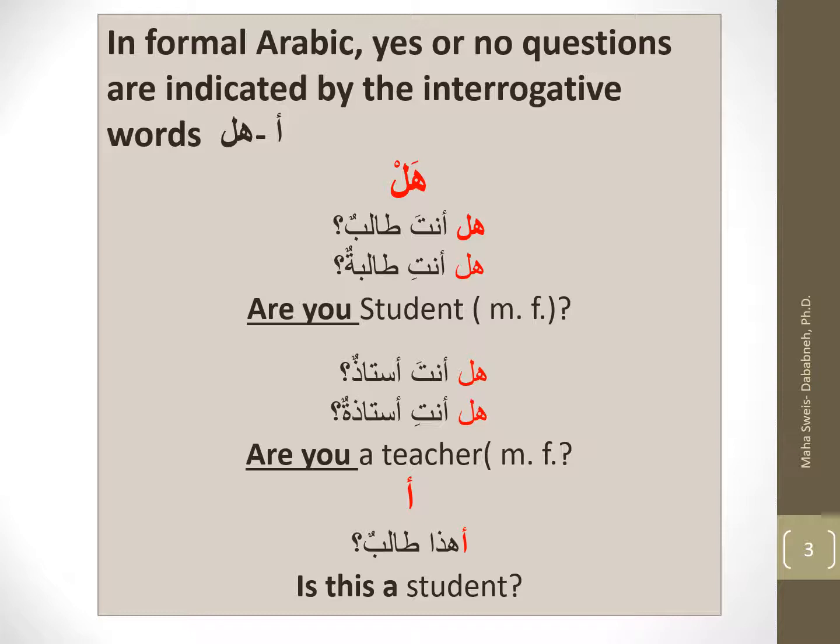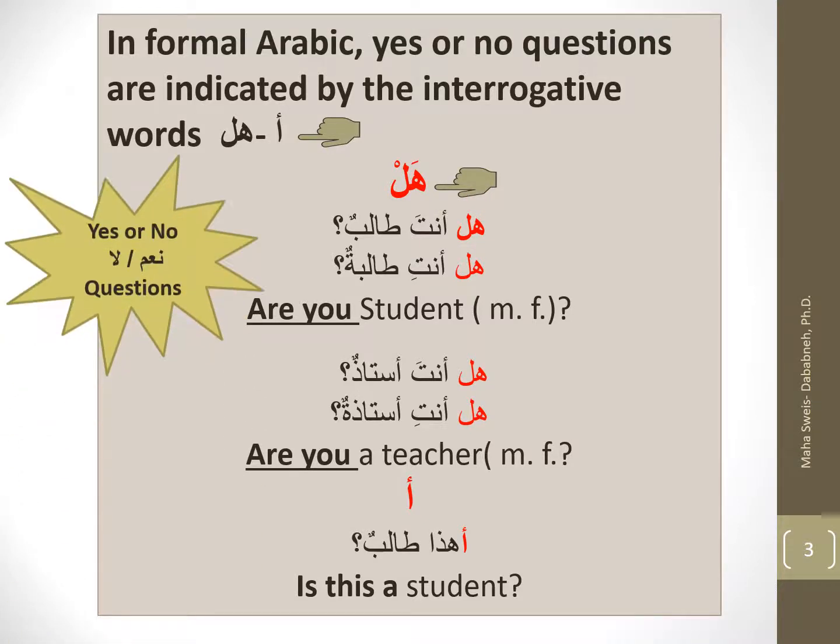In Arabic language, we have the word هل or the letter a. هل is equivalent to the English words do you or are you. Or instead of هل, you can prefix the letter alif in front of the noun or in front of the verb. Let's get started with هل. Let's do some examples.